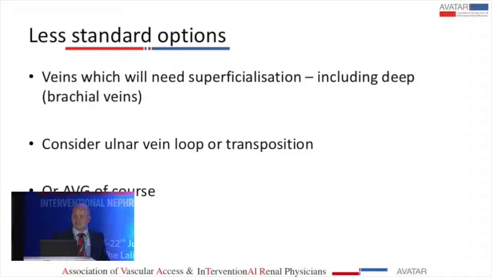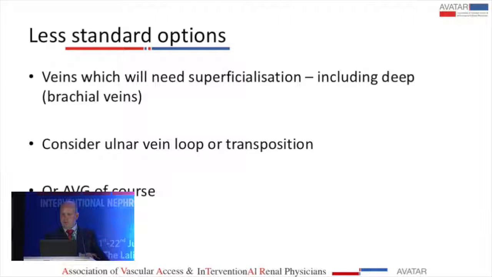So, less standard options, and I'm sure many people have done this. You can make fistulas with the deep veins, with the brachial veins. They nearly always mature, but they're difficult to transpose because they're short and they're deep. And if you're unlucky, it will flick from one side.